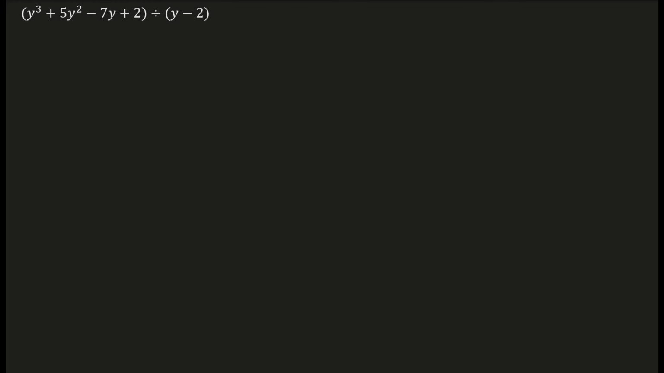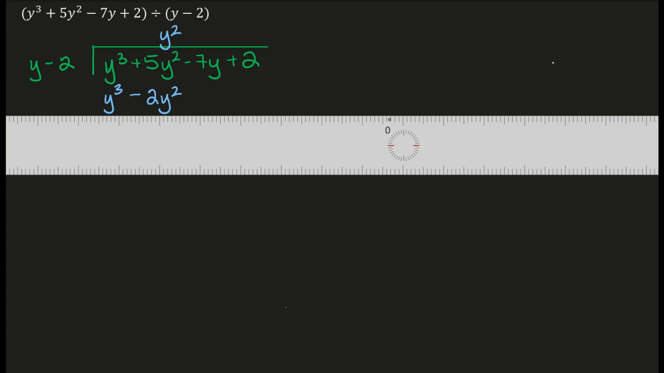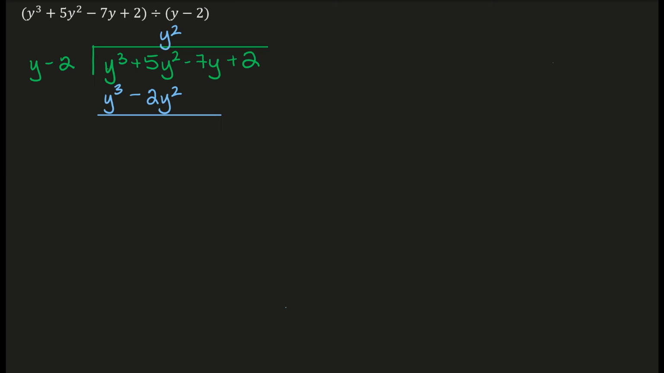Now let's look at an example where we have more than 3 terms. So when we write this out, we're going to have y to the third. So we start here by saying, what do we multiply y by in order to get y to the third? And that's going to be y squared. So now we'll multiply: y times y squared gives me y to the third. Negative 2 times y squared gives me negative 2y squared. And now I'll draw my line, and I will change my signs.